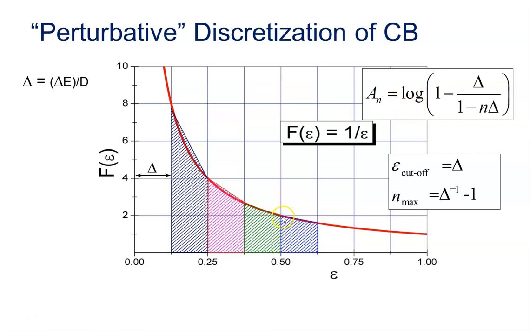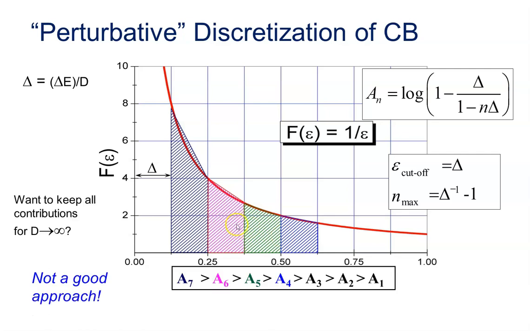So I can actually do the actual calculation, right? So this is delta, and I know 1 over epsilon, so the area here is log of 1 minus delta times (1 minus n). So this is a 1, a 2, a 3, a 4, 5, 6, 7, and 8. So this is my definition.